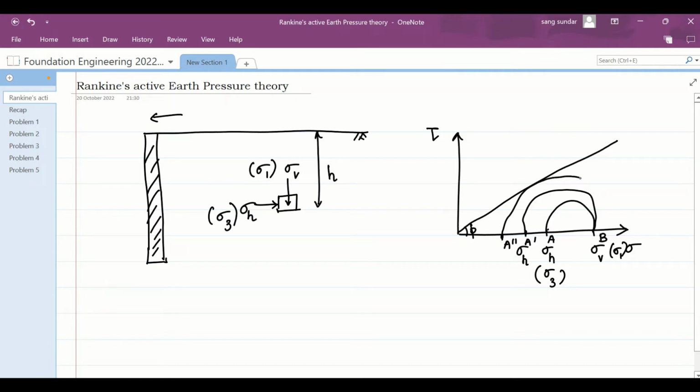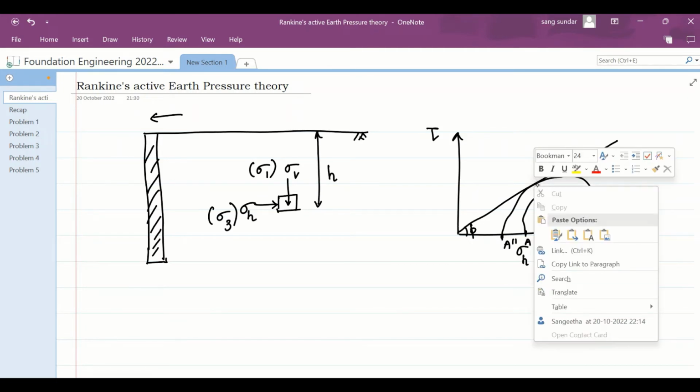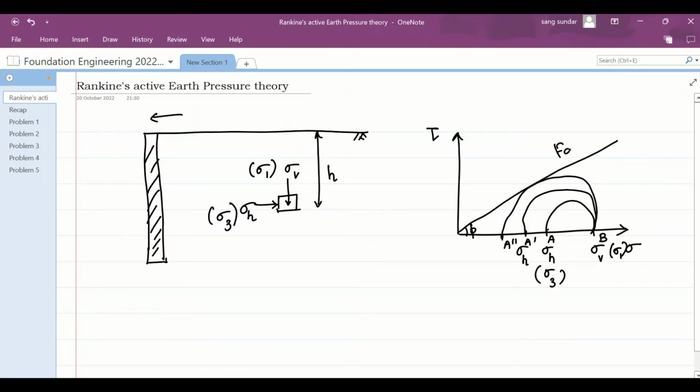So now you could see the Mohr circle just touches the failure envelope, right? So this is your failure envelope. And you can witness your Mohr circle has just touched the failure envelope, and at that juncture failure occurs. Hence the point PA is a significant point and we call it active earth pressure, and the horizontal stress with respect to that failure condition is called active earth pressure.